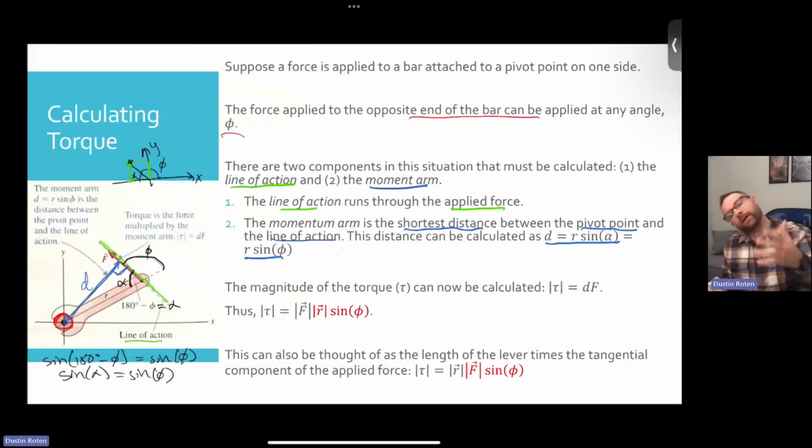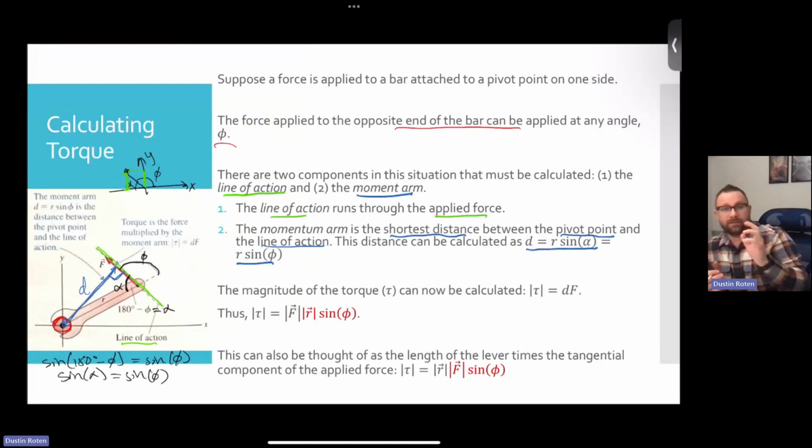So if you're not 100% convinced, I suggest you try it a couple times, maybe draw out a picture like I did, label it, and study it for a minute. But it's a cool trigonometric trick that you can use in situations like this. So that being said, the magnitude of the torque can actually now be calculated.